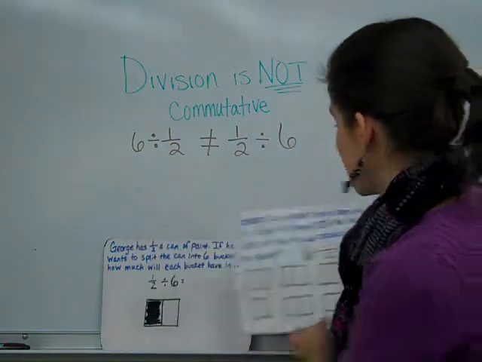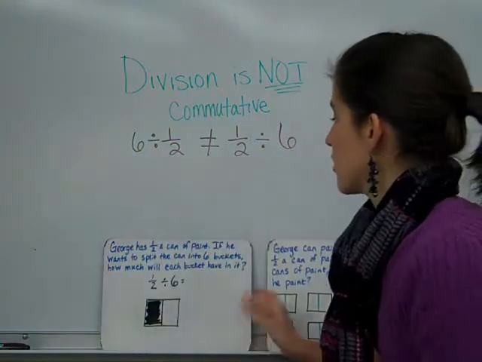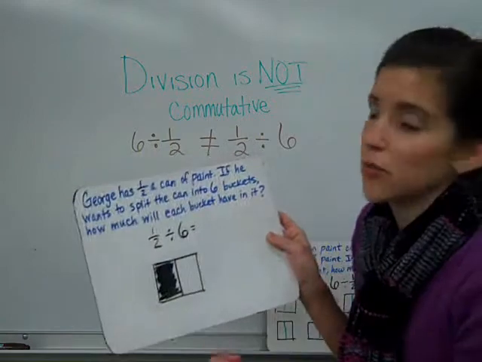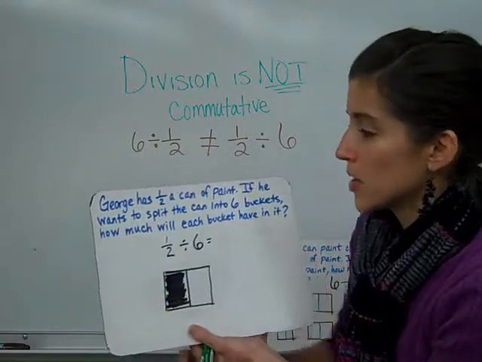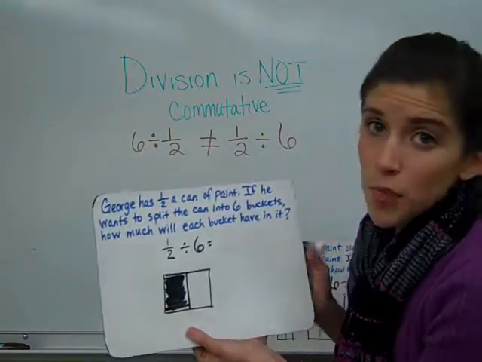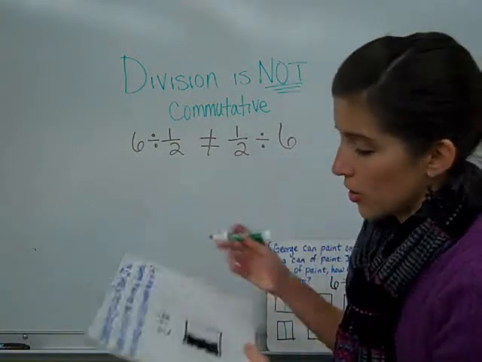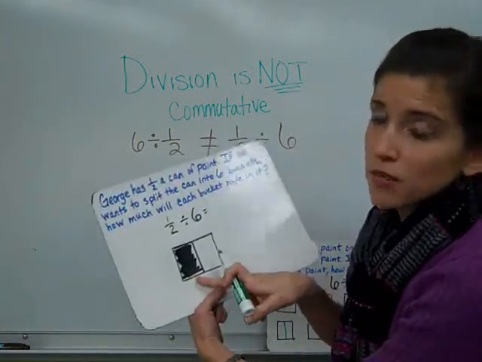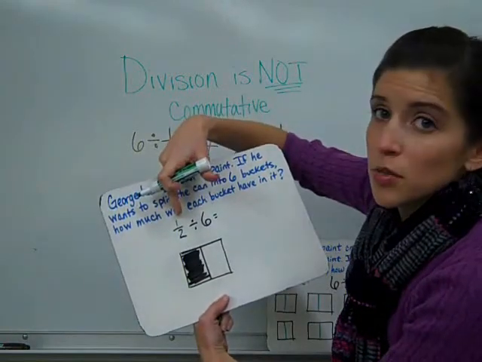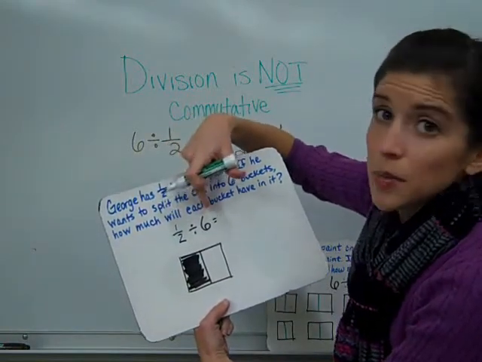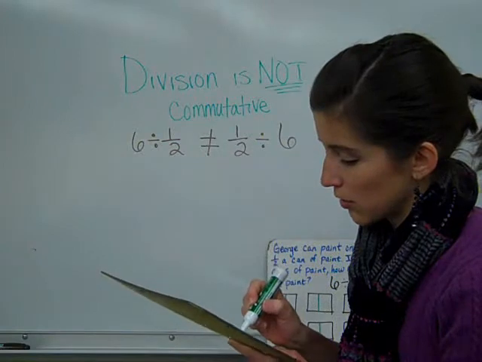On the flip side of that, if George has half of a can of paint now, and he wants to split that can into 6 different buckets, how much will each bucket have in it? So I've started with my half can of paint, which is my first number in the equation, and I want to split that up 6 different ways into those 6 different buckets.